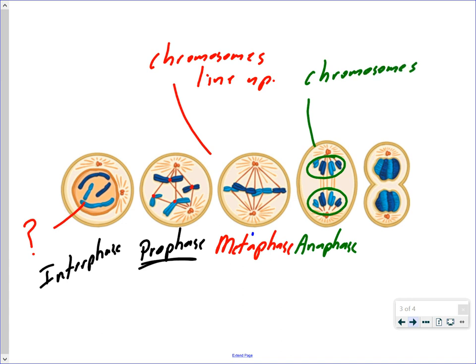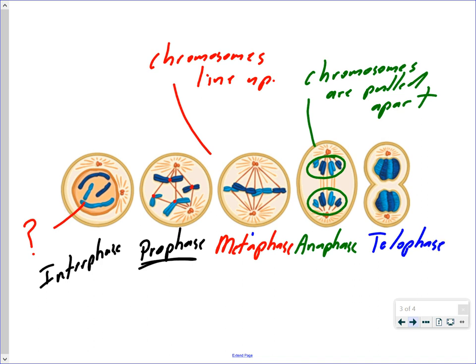Again, they were chromatids attached, forming one single chromosome, a duplicated chromosome, but when they are pulled apart, they are called chromosomes once again. And then we're on to the final phase of mitosis, and this is where we would also have cytokinesis occurring at the same time. So this one here is telophase.